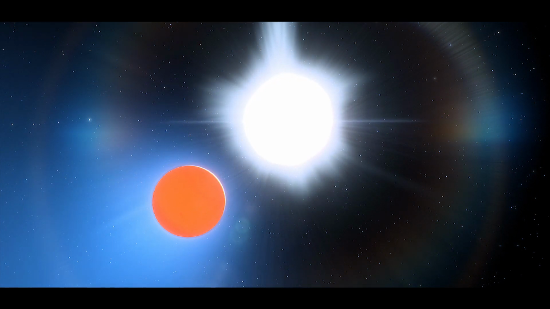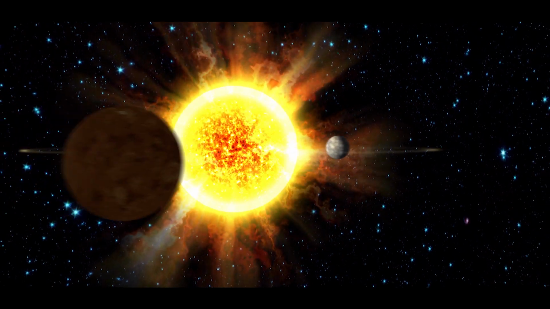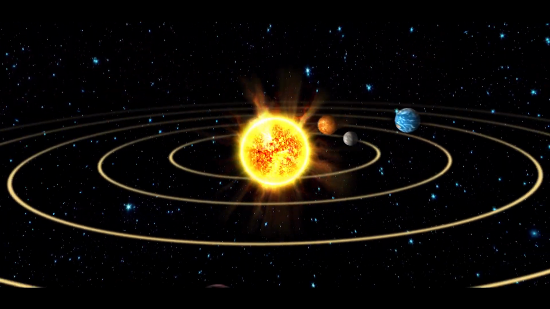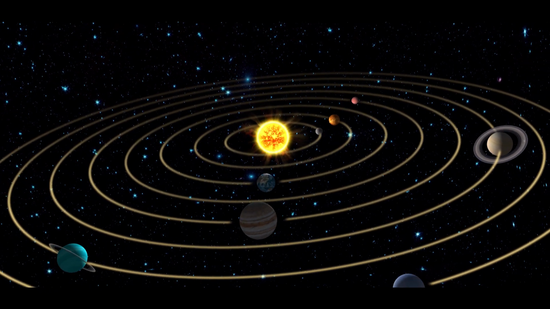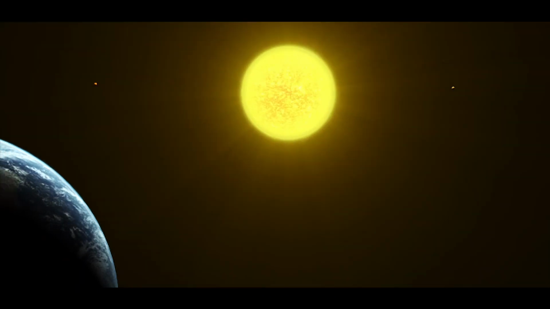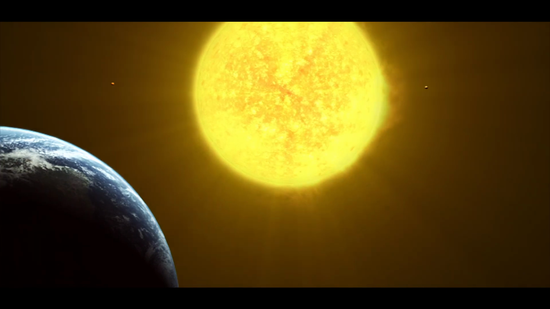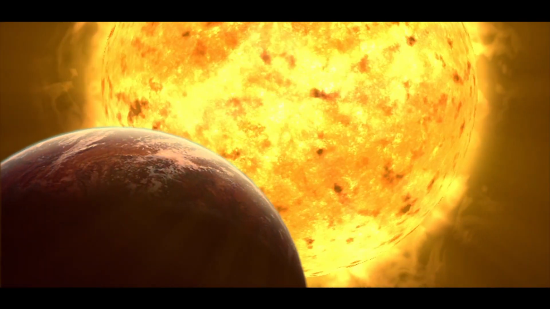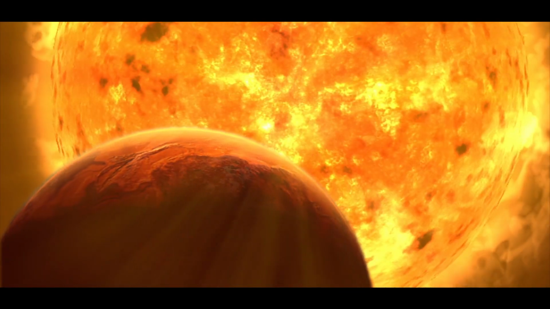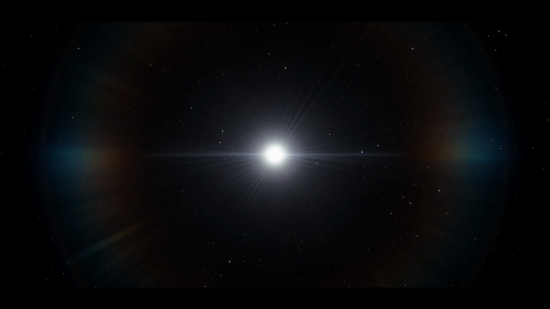This unique system hints at what our own solar system might look like in the distant future. Once the Earth's sun runs out of fuel in about 4.5 billion years, it will shed its outer layers, destroying Mercury, Venus, and probably the Earth, eventually leaving behind the burned-out core, the white dwarf.